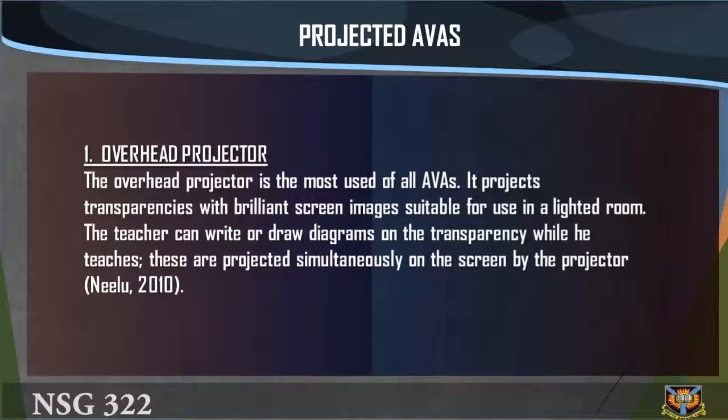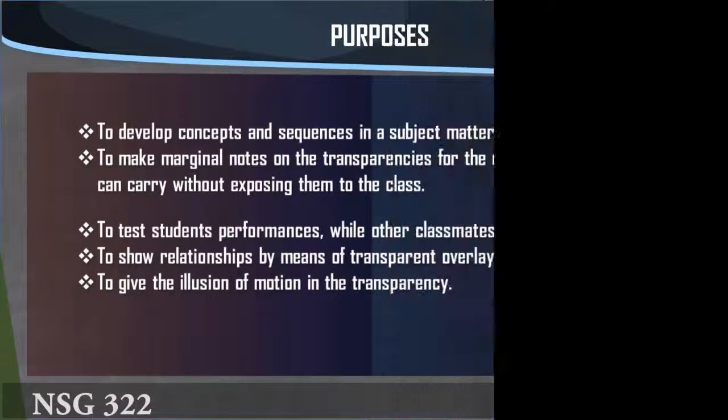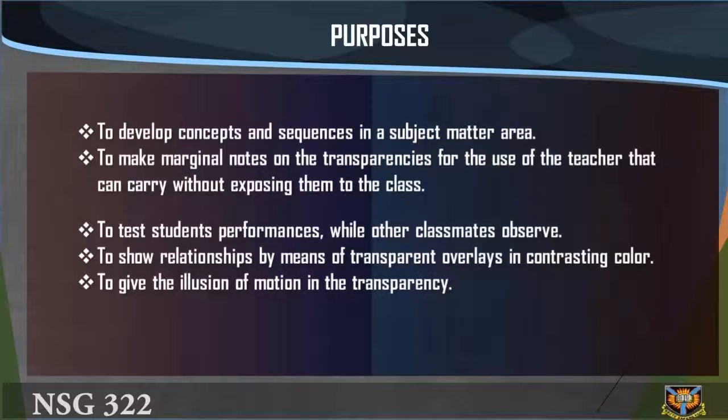Nelun 2010. During presentation, keep the screen above the heads of the participants. Keep the screen in full view of participants. Make sure you are not blocking anyone's view when presenting. Darken the room appropriately by blocking out sunshine and dimming nearby lights. Turn the screen off between slides if you are going to talk for more than 2 minutes. Talk to the audience, not to the screen. Purposes: to develop concepts and consequences in the subject matter area.